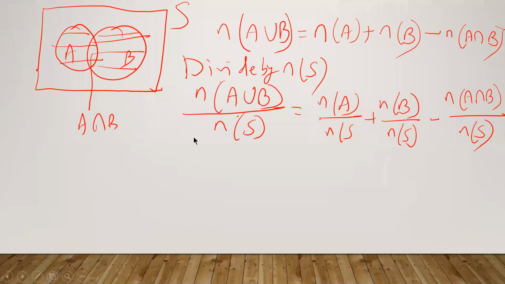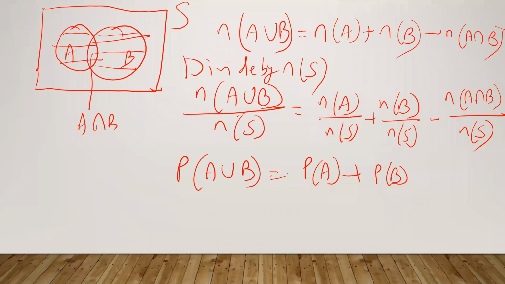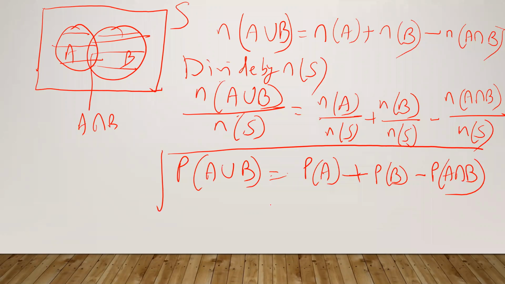Now look here, what is the number of points in A union B divided by the number of points in S? It is nothing but the probability of A union B. What is our definition of the probability of an event? The number of points in that event divided by the number of points in S. Similarly, the number of points in A divided by the number of points in S is the probability of A, and this is the probability of B. And the last one, the number of points in A intersection B divided by the number of points in S, is the probability of A intersection B. So this is how I get this theorem.